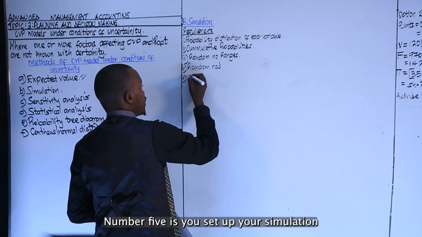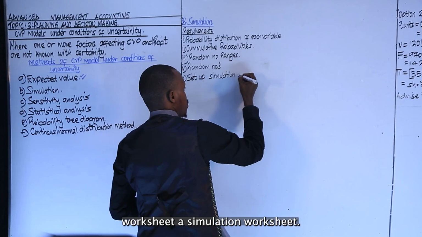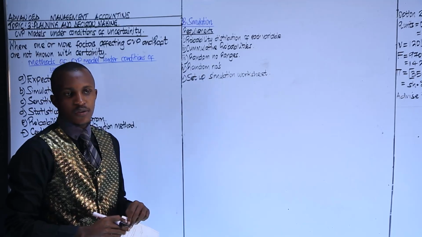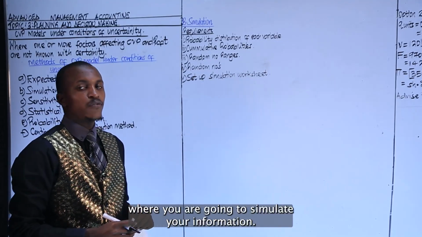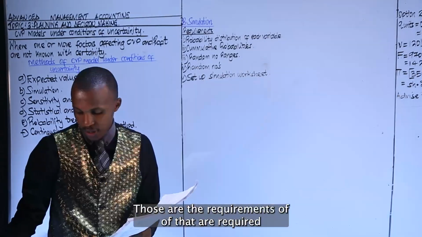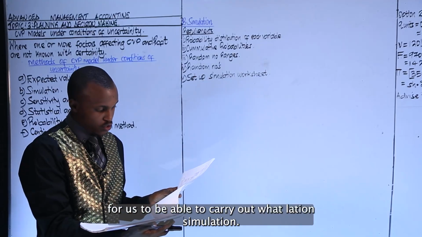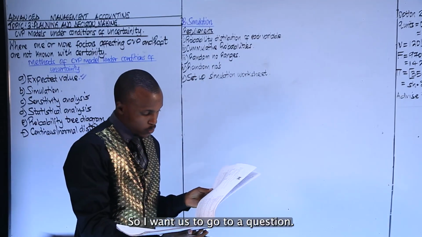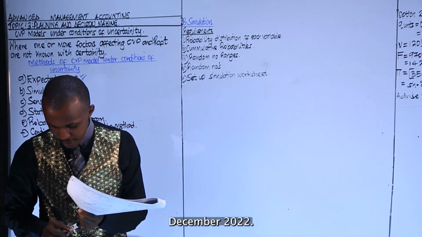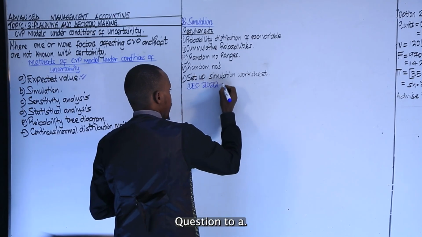Number five is you set up your simulation worksheet, where you are going to simulate your information. Those are the requirements that are required for us to be able to carry out simulation. So I want us to go to a question. Let's go to December 2022, Question 2A.